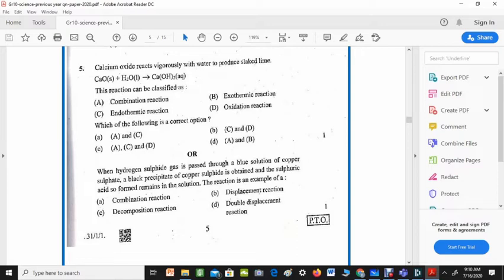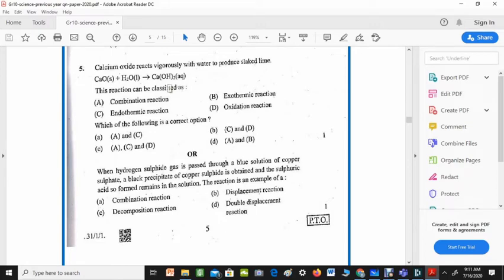And when you mix it with the water, you are getting only one product, that is calcium hydroxide. So when you mix two substances together and you are getting a single product, it's called a combination reaction. And one more point you have to notice is that this reaction is actually an example of an exothermic reaction, because slaked lime is obtained as the product. Calcium hydroxide is also called slaked lime.